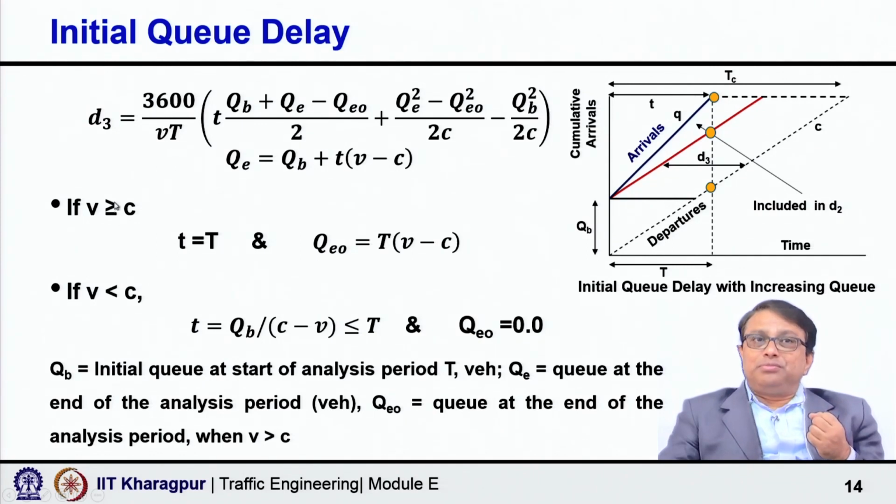What will happen if V is greater than C? Further addition, right. Whenever there is an oversaturation, then this small t will be equal to capital T. And what will be your Q E 0? Q E 0 will be T; in this equation small t gets replaced by capital T into V minus C. So, that will be the value of Q 0.